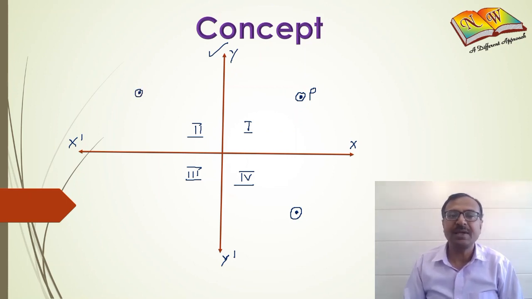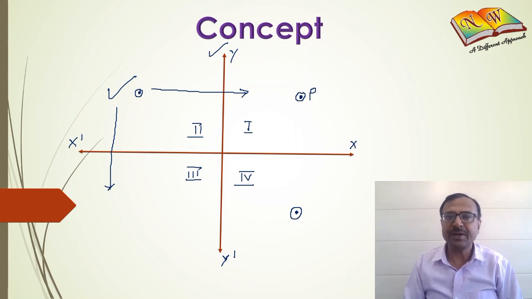Likewise, if the point P lies in the second quadrant, then with respect to x, its mirror image will be in the third quadrant, and its mirror image in the y-axis will be in the first quadrant. Likewise, you can keep the point anywhere in the fourth quadrant and consider any axis as the mirror, you will get its mirror image.